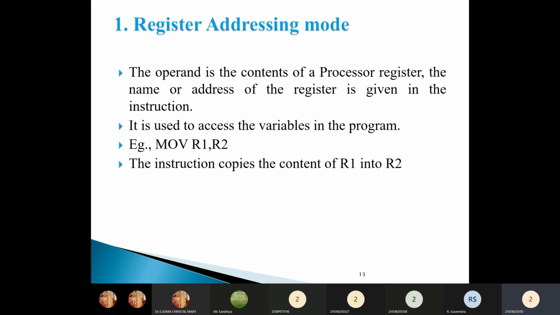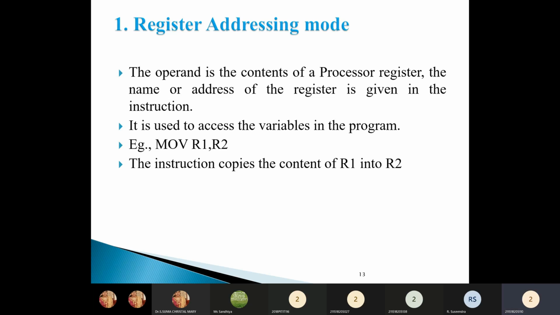The operand is specified within one of the processor registers. The instruction specifies the register in which the operand is stored. The operand is the contents of a processor register. The name or address of the register is given in the instruction. It is used to access the variables in the program. For example, move R1, R2. The instruction copies the content of R1 into R2. Hope you understand this register addressing mode.